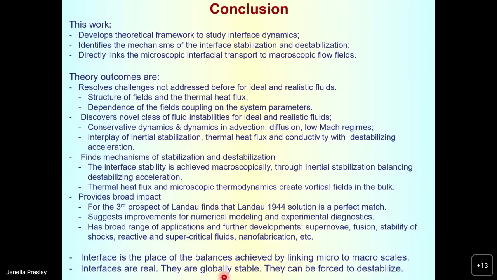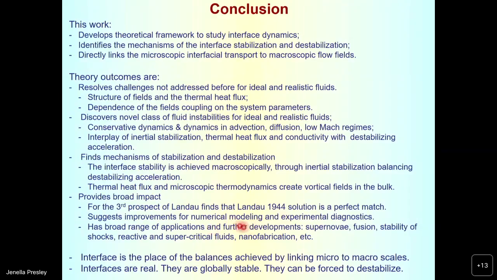But what we may do is measure the flow fields in the bulk, far away from the interface. And this we can do very accurately. And if we do it very accurately and cautiously, we may tell what happens at the interface, because the bulk adjusts, not the other way around. We found a new class, an entire class, of fluid instabilities in ideal and realistic fluids. We show that the primary mechanism of interface stabilization is, as I mentioned, repeating maybe one more time, because repetition is the mother of knowledge, an inertial mechanism.